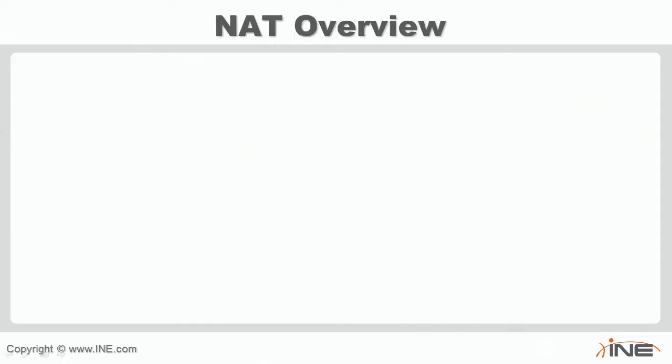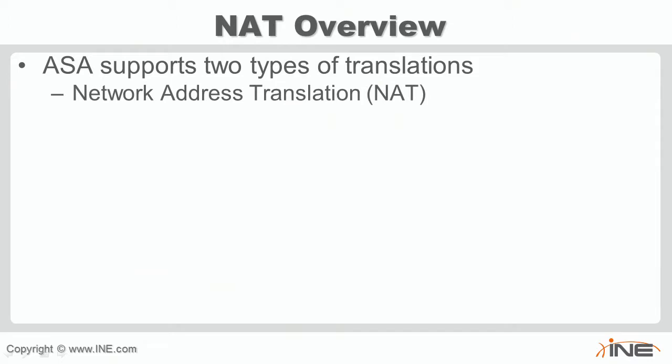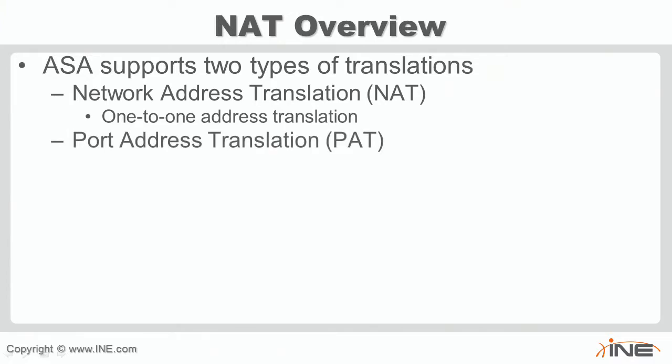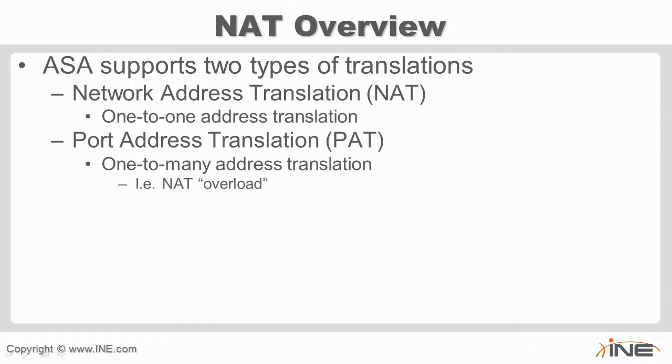Now, overall, the ASA supports two basic types of network address translation. The first is the regular network address translation, or NAT, which is going to be for a one-to-one translation. Now, most of the time, this is the less common application of NAT because it would imply that for each of your inside hosts, you have one public address or inside global address that's going to be publicly routable for them. It's more typical in application to use the port address translation, or PAT feature, which is the one public address to many inside address translations, what's also known as the NAT overload scenario.